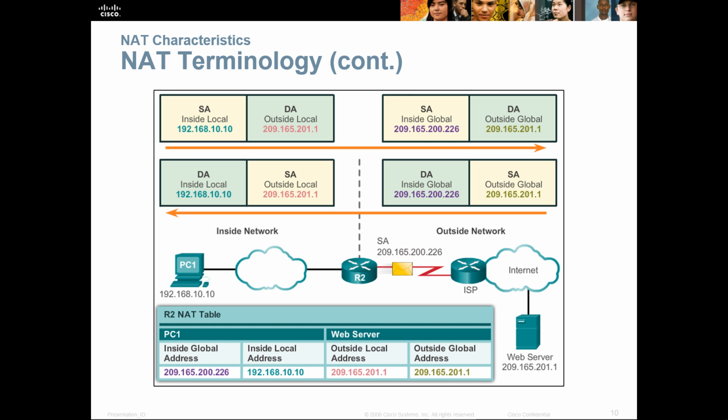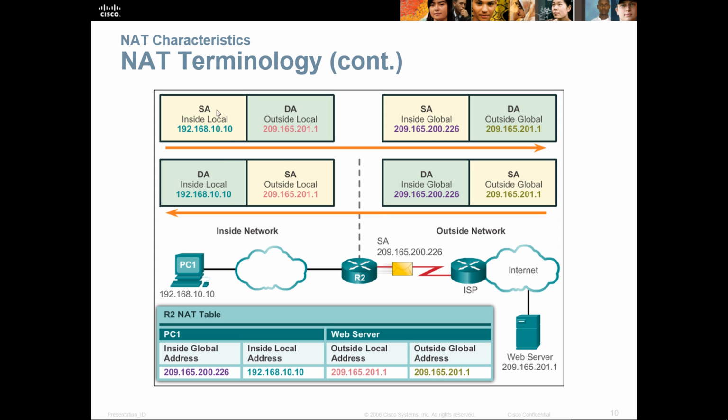Alright, so let's look at an example of this. From PC1 to our web server, our source address is 192.168.10.10 because that's our PC's IP. Our destination address is 209.165.201.1, and that's going to be our web server. Our inside network, our outside network.